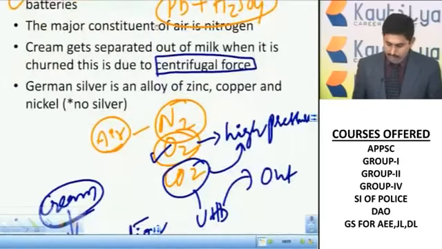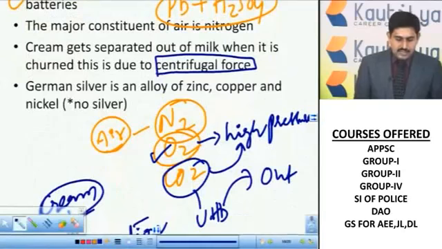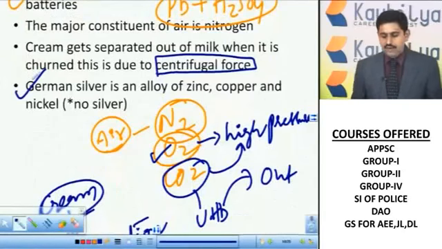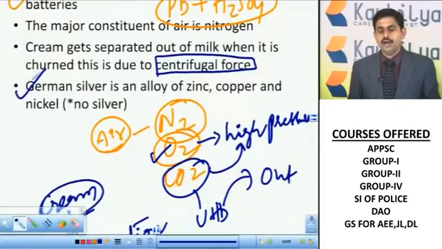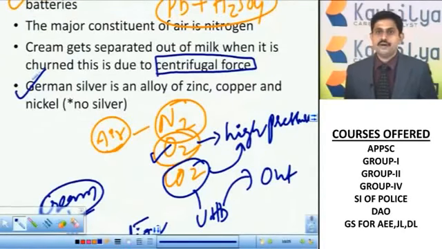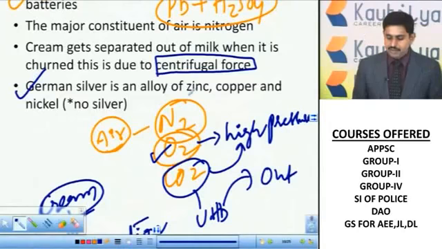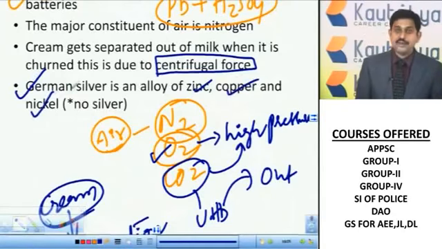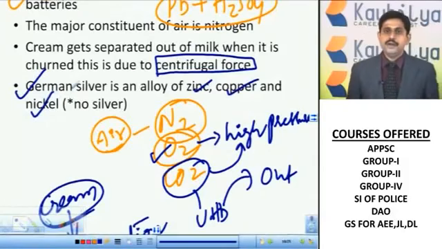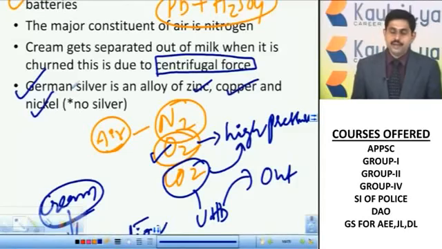Now, one more point here. German silver is an alloy. An alloy is a mixture of different types of metals, or metals with non-metals. It is a mixture of zinc, copper and nickel. In German silver, silver is not there. Likewise, lead pencils: we say lead pencil, but it does not have any lead. No lead in the lead pencil, no silver in the German silver. German silver consists of zinc, copper and nickel. Lead pencil consists of only carbon, that is graphite.